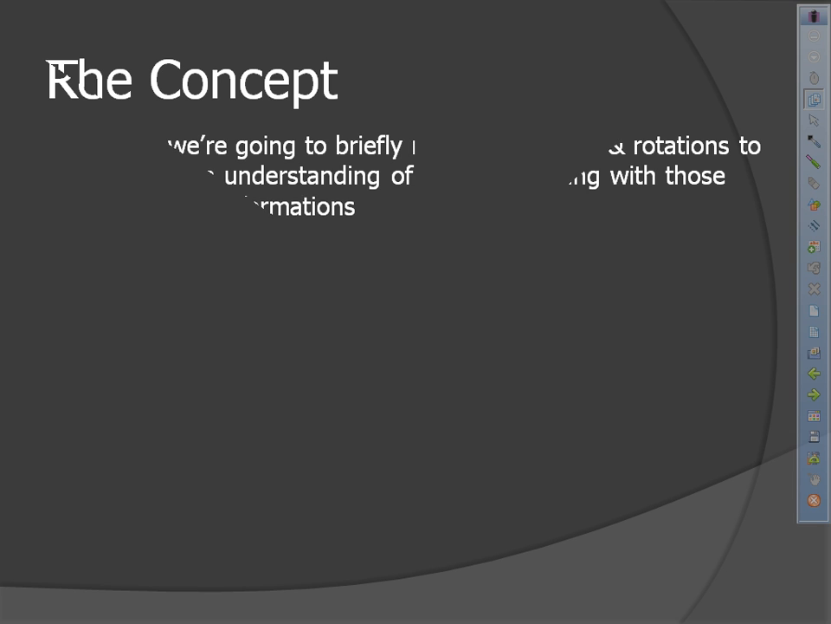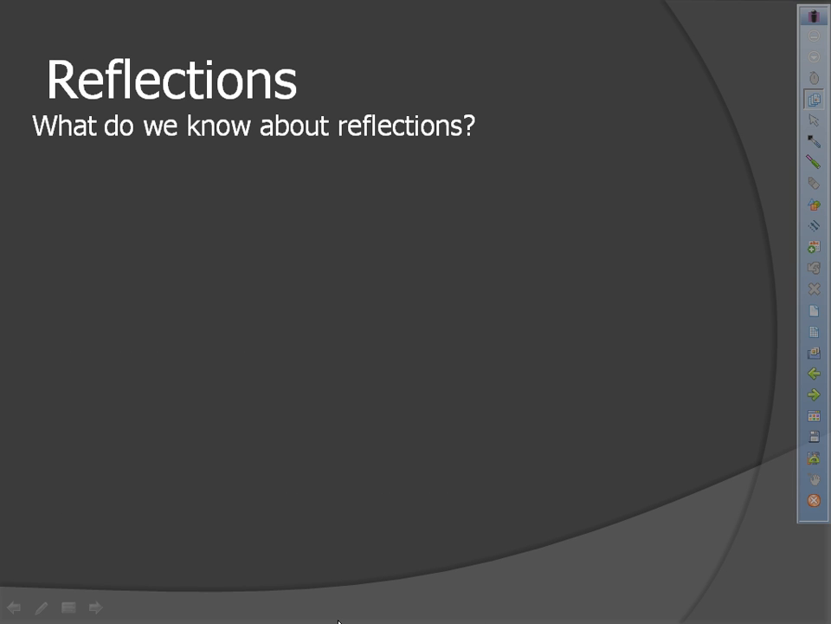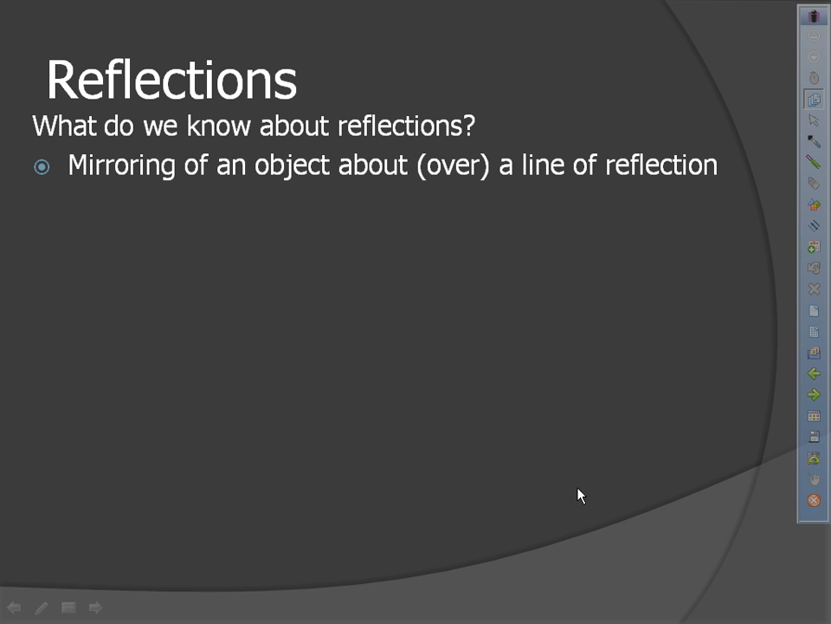The first thing that we need to revisit is a couple of things about reflections. And we just always like to kind of remember what it is that we knew about reflections, because nothing's really changed about reflections from Chapter 4 or October till now. If we are reflecting something, we're mirroring an object about or over a line of reflection. Technically, we call this about a line of reflection, but really we're mirroring it over something.